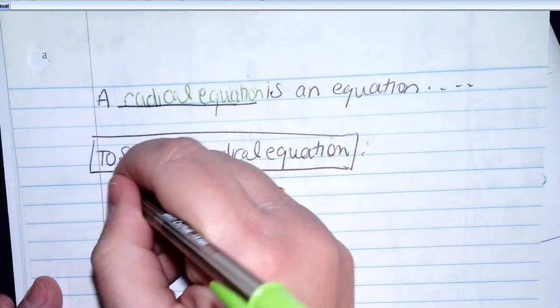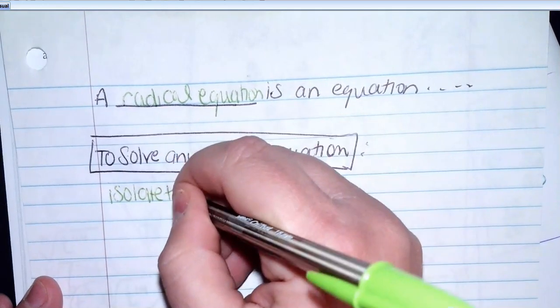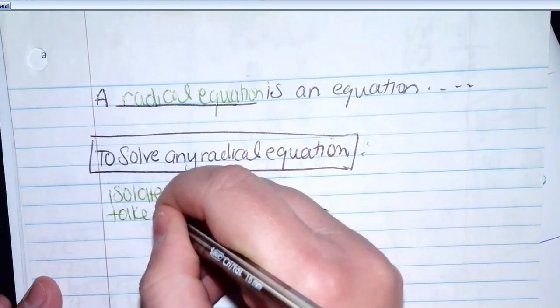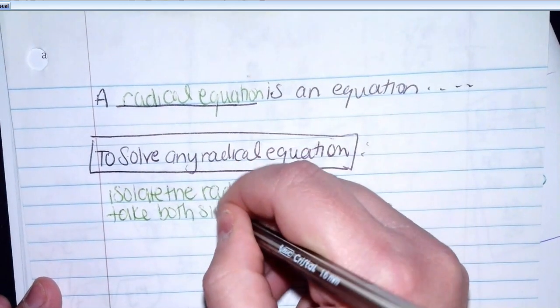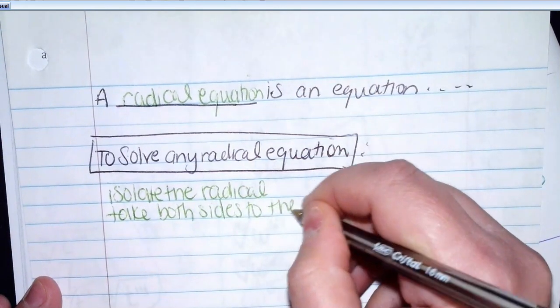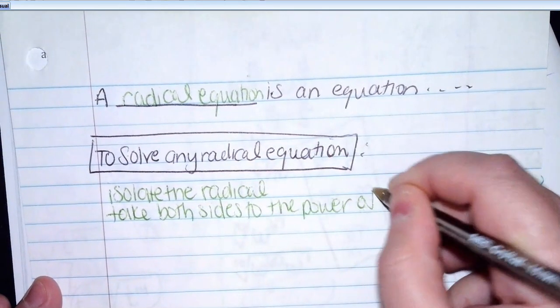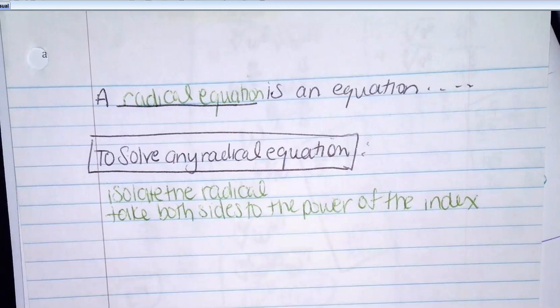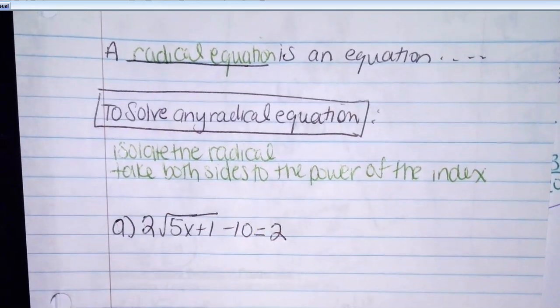So to solve any radical equation, what you want to do, you want to isolate the radical. Then you want to take both sides to the power of the index. So you want to get the radical expression by itself, and then you want to raise each side to the power of the index. What I mean by that, like if you're doing a square root, then you're going to raise it to the power of 2.